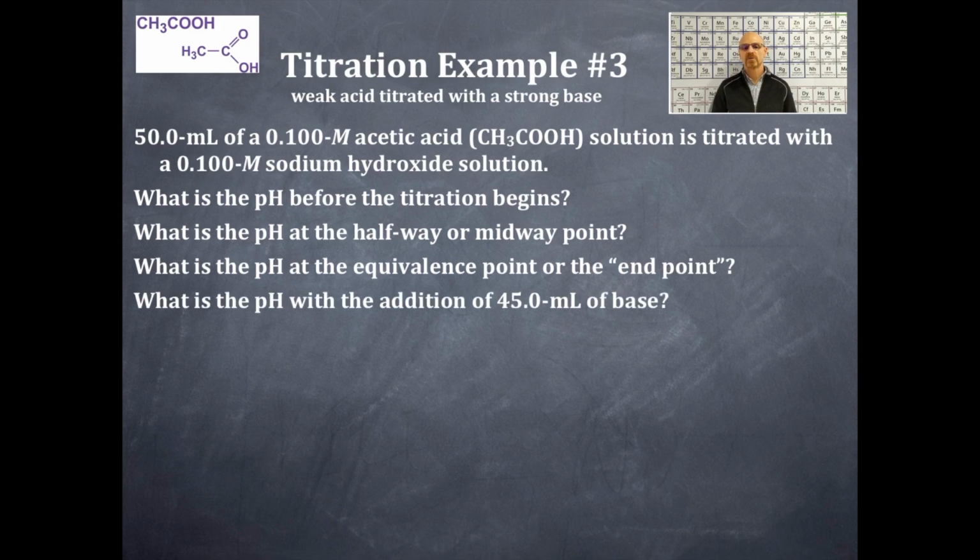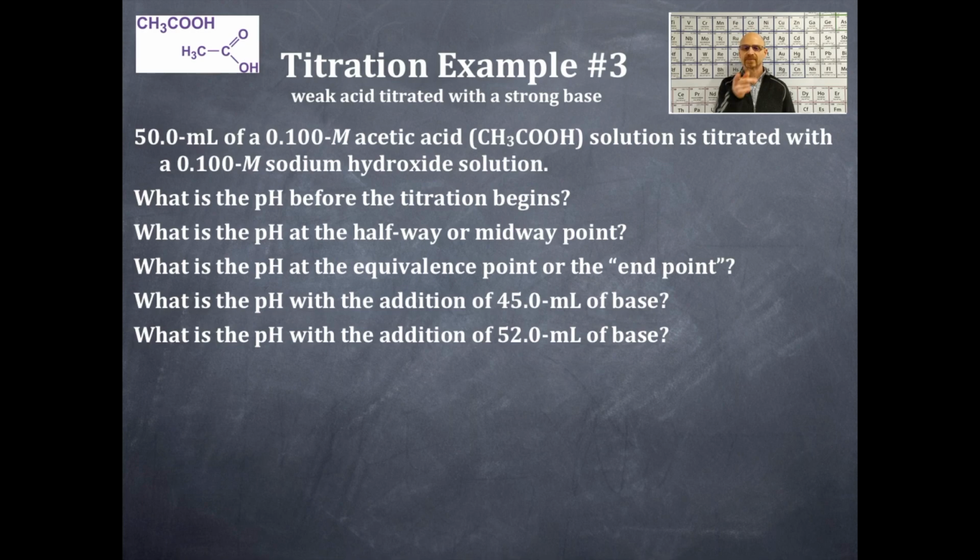Now, we're going to add another one. What is the pH with the addition of 45.0 milliliters of the base? Okay, now we haven't done that yet. And then the 5th calculation: what is the pH with the addition of 52.0 milliliters of base?